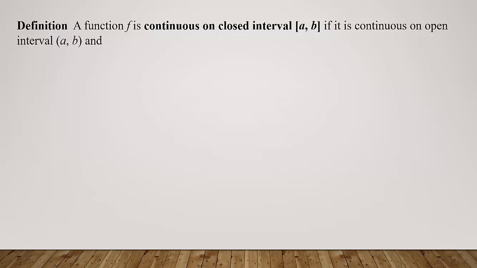A function f, we're going to say it's continuous on the closed interval [a, b] if it is continuous on the open interval (a, b), and the limit as x approaches a from the right side of a of f of x equals f of a, and the limit as x approaches b from the left side of b of f of x equals f of b.